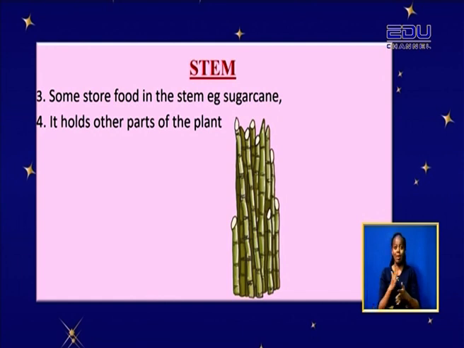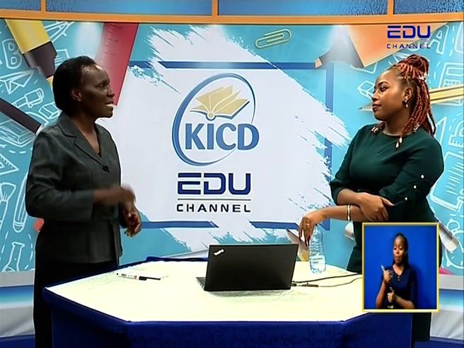Yes. So some store food in the stem, like the sugarcane we've said. It also holds other parts of the plant together, just as we have seen, and it is a medium for the leaves, the roots, the flower, everything. It's in the center, in the middle of every activity. From the roots, you have to go through the stem. From the leaves, you have to go through the stem.